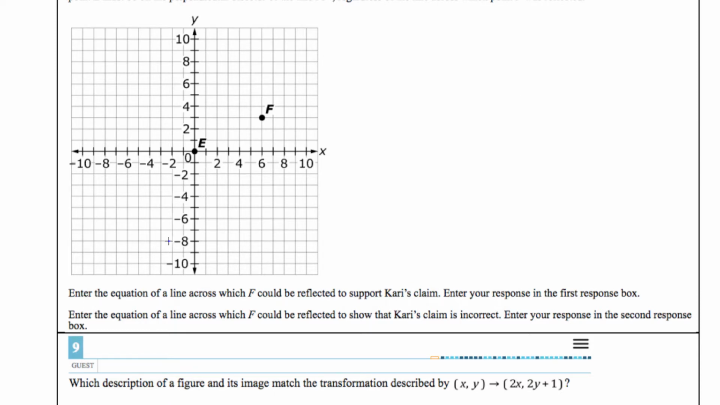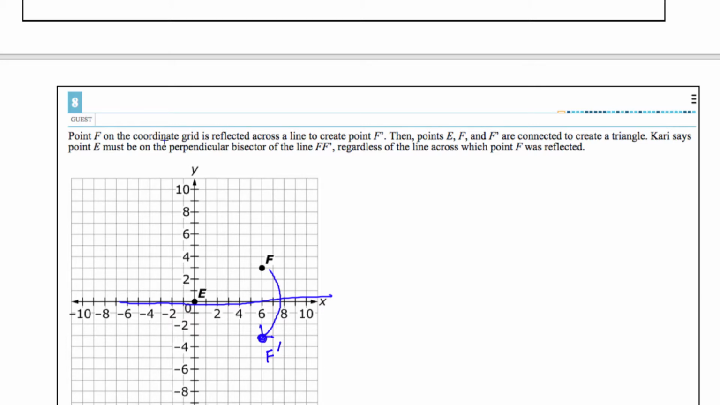Okay, so enter the equation of a line across which F could be reflected. Okay, so let's do the easiest possible example. It might be kind of hard to see, but if I do a line through the x-axis and I reflect over that, I come down here, so that means my point is right here. If I count up 3, I count down 3, this is my point F prime. That's what it's saying. I'm reflecting across some line, and I have to choose that line.